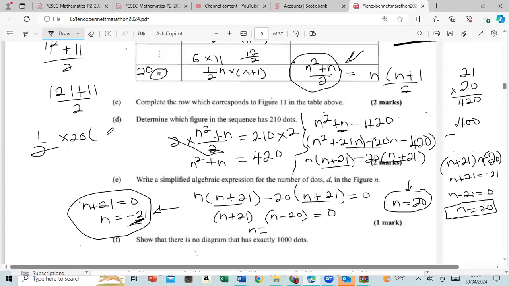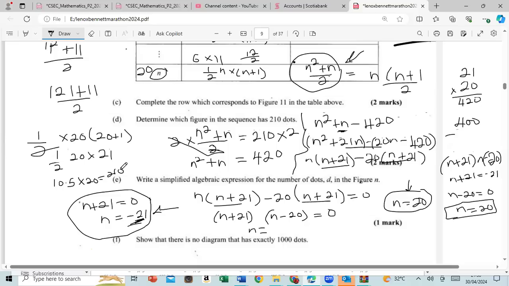20 times bracket 20 plus 1. But we know how they got this in the first place. They add the bracket and then divide by 2. Agree? Agree, sir. Yeah. So now we divide the 21 by 2, which is 10.5, and then we times it by 20. You got the 210 we're supposed to get. Okay, so basically, factor and then substitute, just to check it.